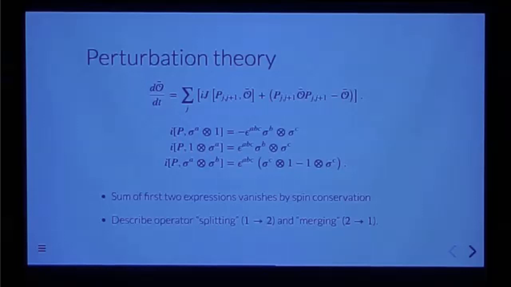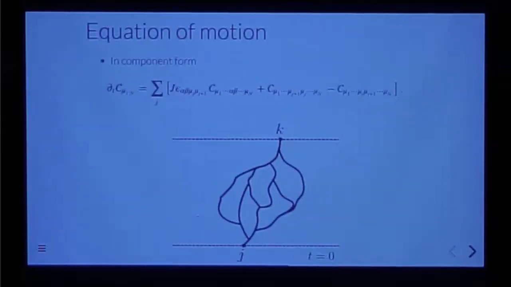But the more interesting dynamics implied by this is that one non-identity operator gives rise to 2, and 2 gives rise to 1. So we have a picture where operators split or they merge in perturbation theory in J. And if you write the equation of motion in component form, it looks like this. The last two terms are just describing this random transposition process, and then the J term is giving us this operator splitting and merging.